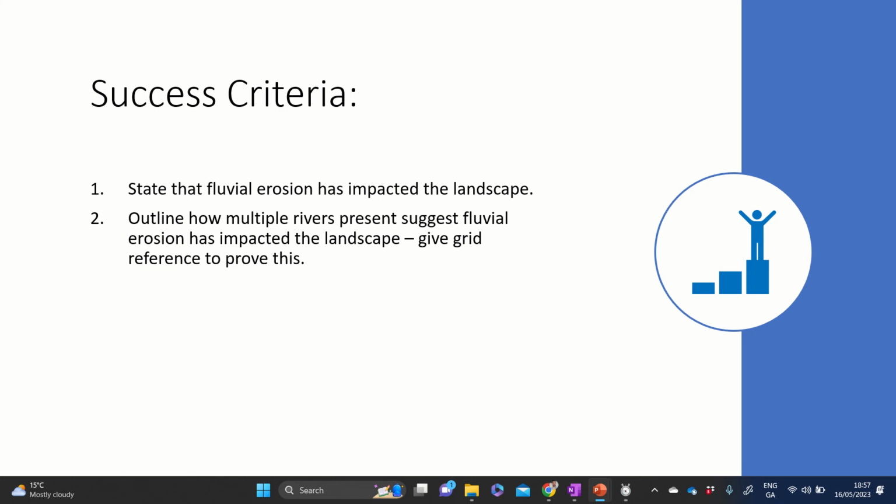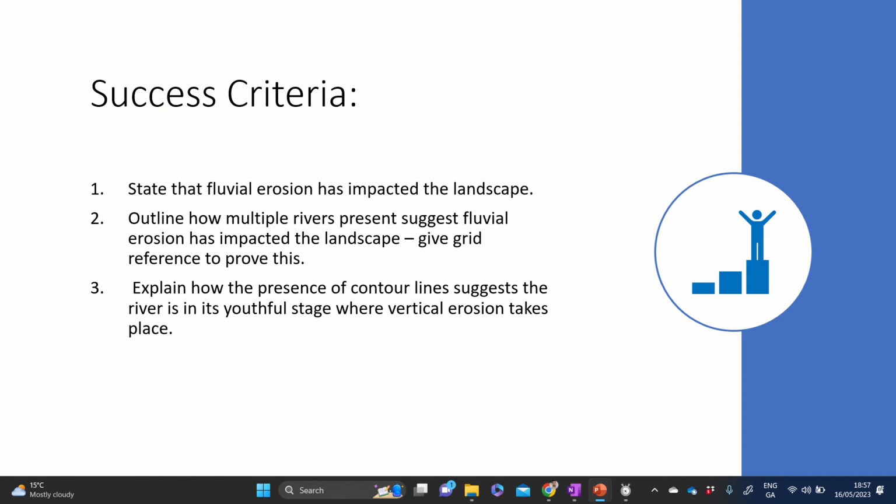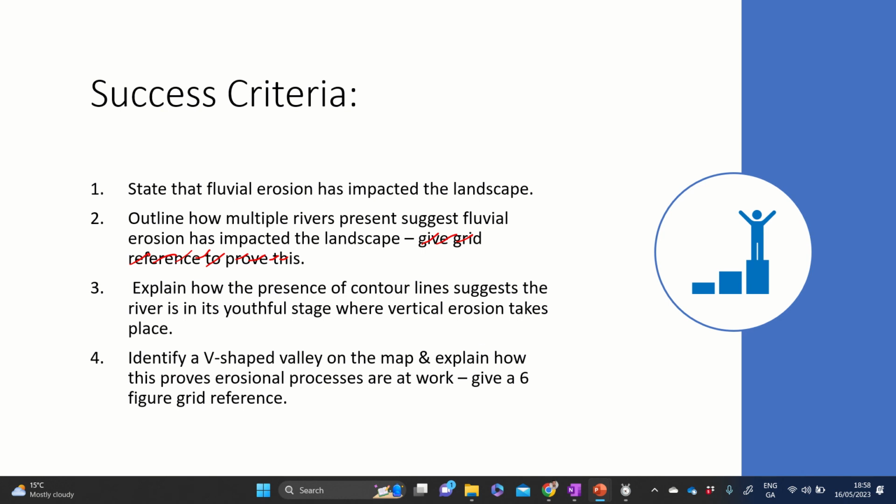Now, you haven't got a copy of the OS map there, so you won't be able to give grid references. You need to explain how the presence of contour lines suggests that the river is in its youthful stage where vertical erosion takes place. I'm going to get rid of that because you don't have the OS map to hand, so you won't be able to give grid references. And the fourth thing you need to do is identify a V-shaped valley on the map, explain how this proves erosional processes are at work, and then the best answers would give a 6-figure grid reference to answer that question.